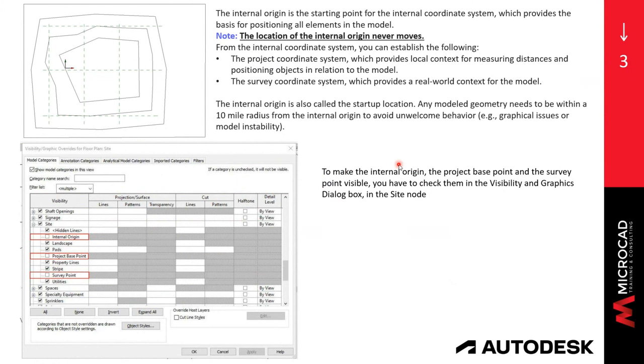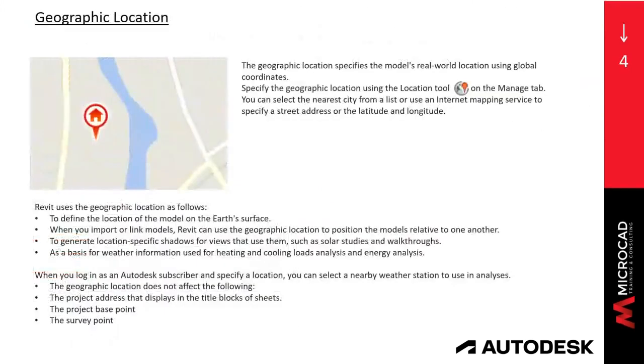To make them visible, because they're kind of hidden, you just need to go to your visibility and graphics dialog box and find the internal origin, the project base point, and the survey point, put the check marker on the three of them, and they show up. And initially, they show up like they're all bunched in the same location.